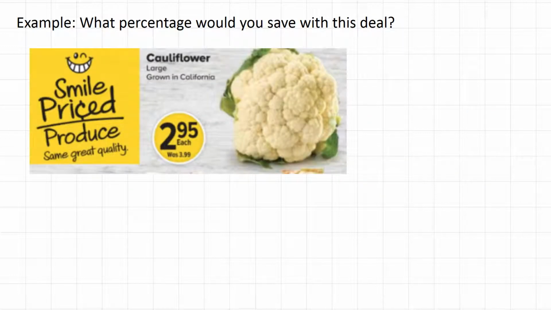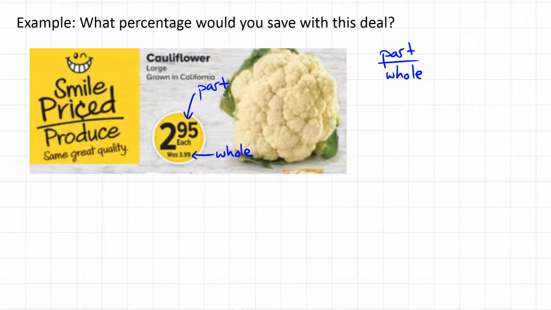We're going to end on one more example here. So we have this advertisement from Thrifty Foods, and we're told the price of a cauliflower is now $2.95 each on sale, and they were originally $3.99. So we want to know what percent would we save with this deal. So we're going to be going about calculating the percent the same way, part divided by whole. And so we have to identify those parts and wholes. Well, in this case, the part is the sale price. It's like a partial price of the original price, or the whole price, of $3.99.